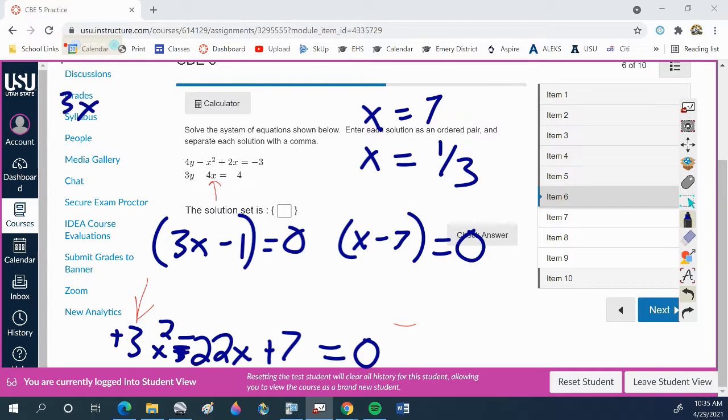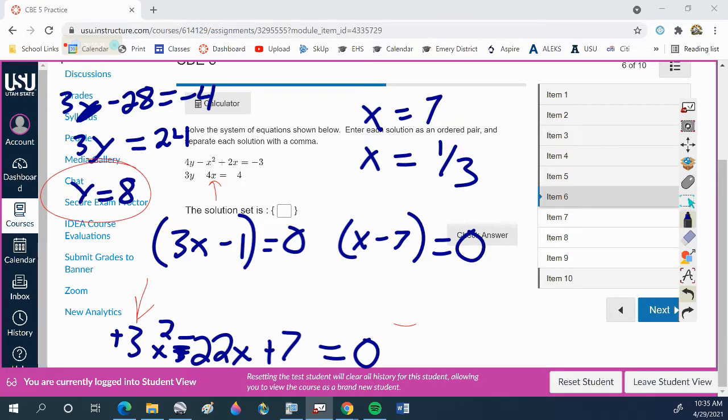So 3y minus 28 equals negative 4. So I add 28, 3y equals 24. So y is 8. But that is attached to the 7. That is one solution point. Okay, and then I try 1/3.